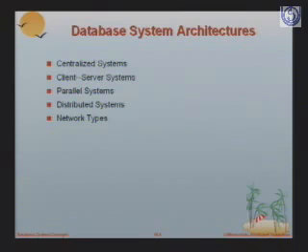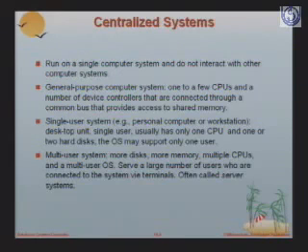So briefly, we will describe centralized systems or centralized database systems. We talk about client-server systems. We talk about parallel systems, distributed systems, and network types. Briefly we will describe all of these basic database models. Now basically, you know that we started with the von Neumann model, so we first focus on the centralized systems.